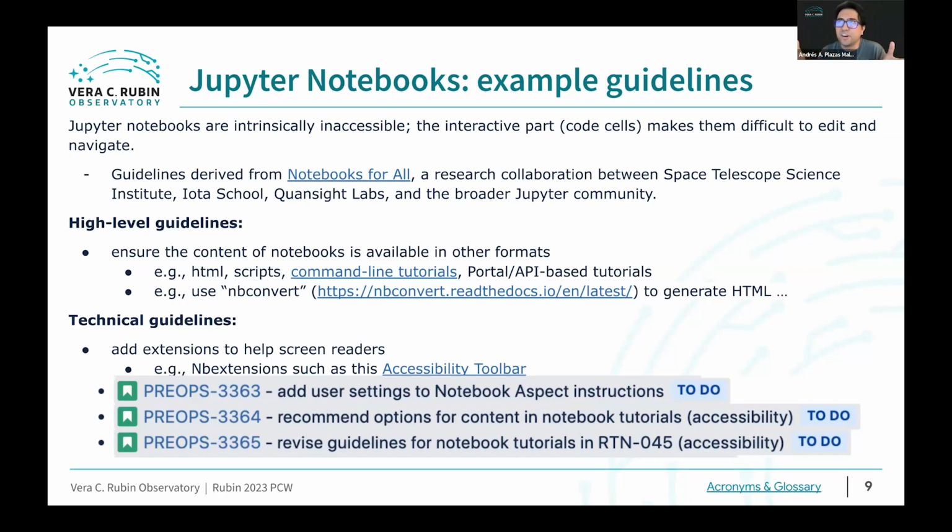So it's going to be a little bit hard. We also found out that there were colleagues in other institutes in astronomy. For example, in the Space Telescope Science Institute, we found colleagues that have also been thinking about this same type of problems. One set of guidelines that we found is something called the Notebooks for All project, and I put a link there. It's a collaboration between the Space Telescope Science Institute and other collaborations in order to write a set of guidelines for increasing accessibility in Jupyter notebooks.